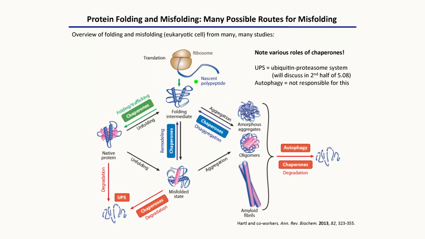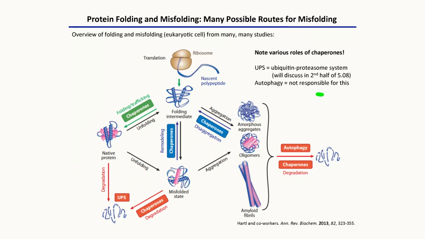Maybe there's some trouble, and rather than reaching its native fold, this intermediate ends up aggregating. It forms some sort of protein aggregate, and maybe that can form oligomers or some sort of amyloid fibril, like what we hear about with Alzheimer's disease. Here we see there's chaperones that can have disaggregase activity, and they can help in breaking down these aggregates and getting back to some productive place.